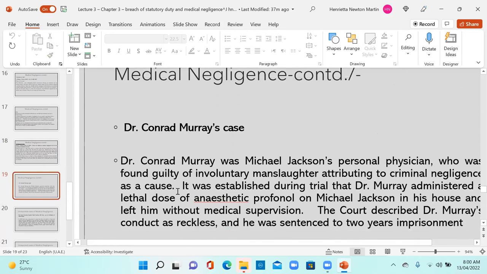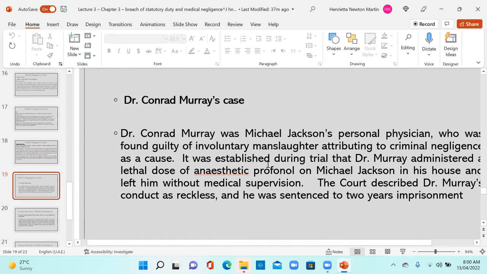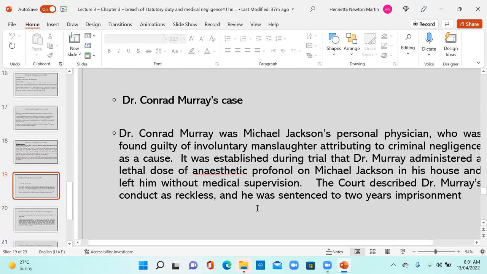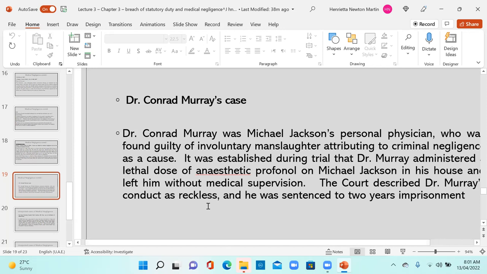There is yet another case, Dr. Conrad Murray's case, and it is a famous case. Dr. Conrad Murray was Michael Jackson's personal physician, and I'm sure you know who Michael Jackson is. Dr. Murray was found guilty of involuntary manslaughter attributed to criminal negligence as a cause. They said there was medical negligence, which comes within the ambit of criminal negligence, and that it was the cause of Michael Jackson's death. Therefore, the doctor was held liable for manslaughter.